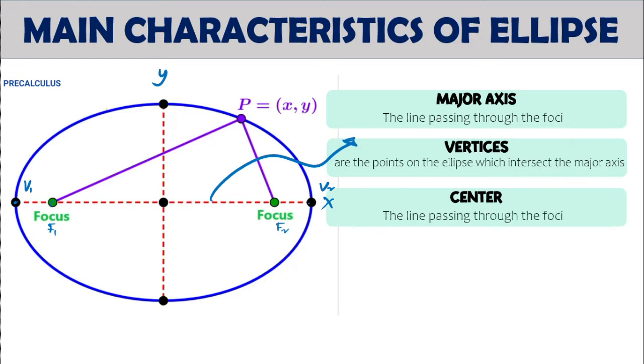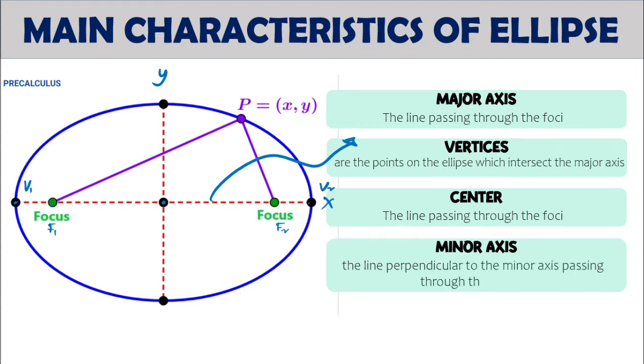Sunod naman, center. The center is the midpoint between the two focus. So ito siya. Siyempre, nasa center siya. And it passes through the foci. Okay. Next, the minor axis, the line perpendicular to the major axis passing through the center. Ito yung major axis. So, siyempre, mayroon tayong minor axis. Dapat pass through the center. Okay? Nakapass siya through the center. So, this is the minor axis. As you observe also, the minor axis is shorter than the major axis.